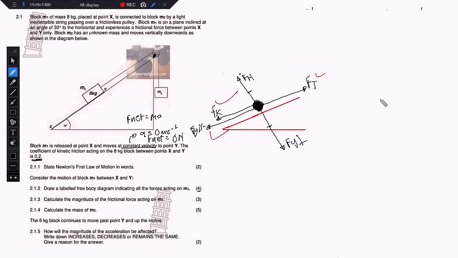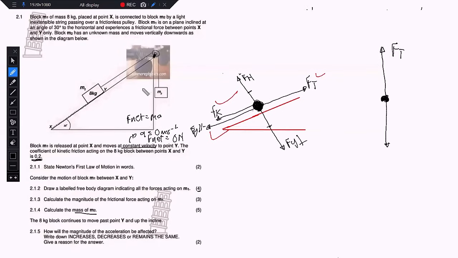Remember, I always made you note that in a case whereby you have a system of blocks, even though they do not require you to draw the free body diagram for the other one, it is always beneficial for you to draw it so as to indicate the forces acting in there, because eventually you will need to use the information for the other block, right? As we can see here, we are trying to calculate the mass of block M2, which is this block here.